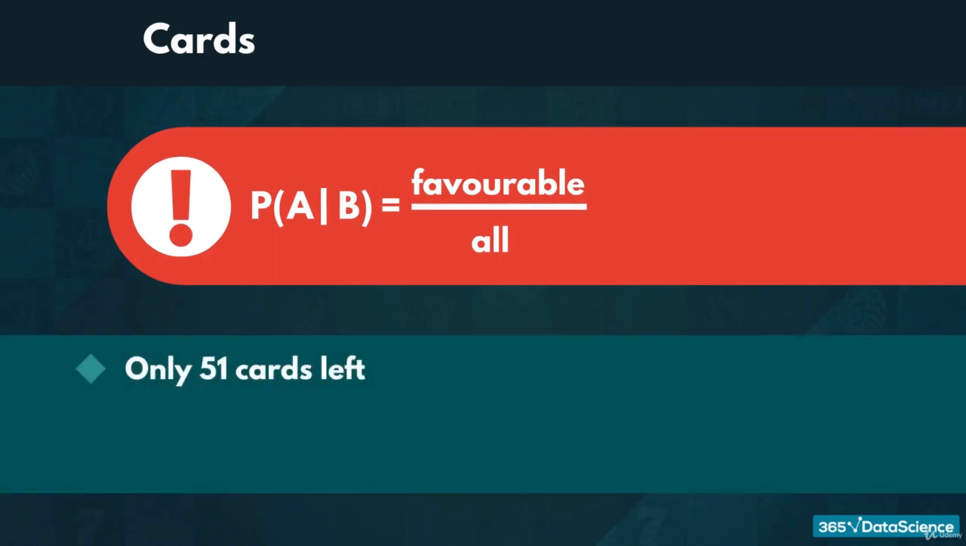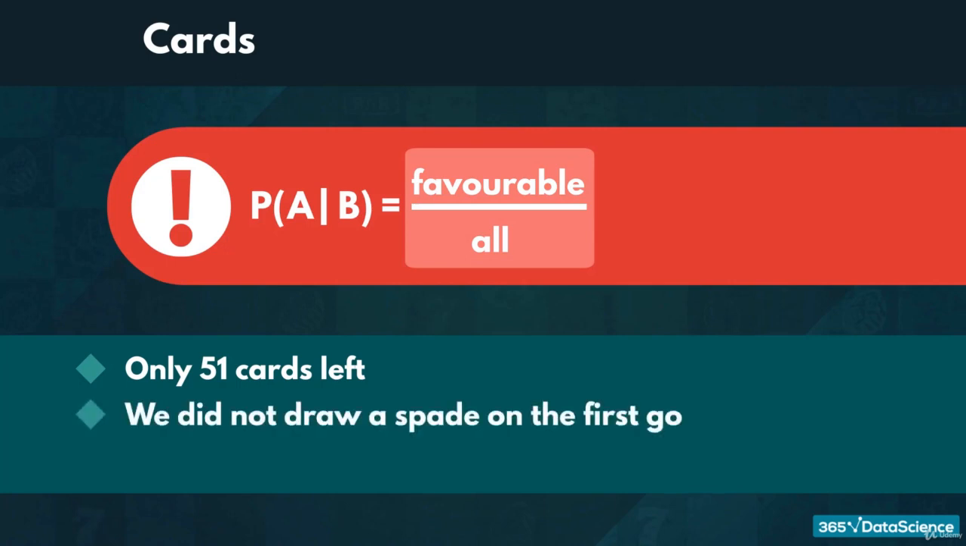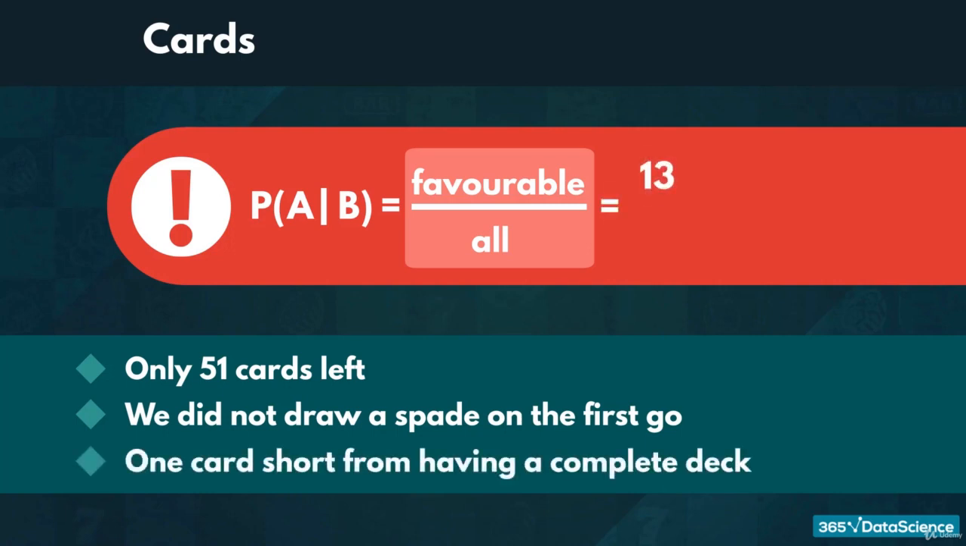There are only 51 cards left, so we must adjust the favorable over overall formula to find the new likelihood. We have assumed we did not draw a spade on the first go, so the favorable outcomes would still be the 13 spades left. However, we are 1 card short from having a complete deck, so the new sample space would be 51. Therefore, the probability would be 13 over 51, or approximately 0.255.